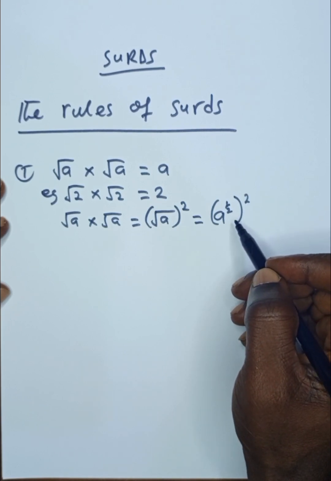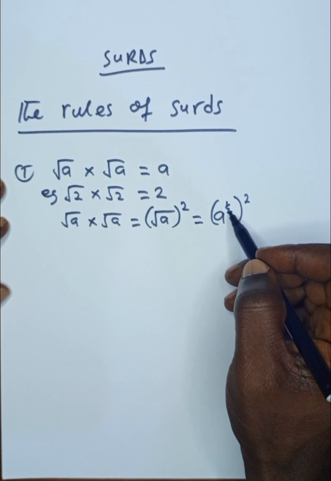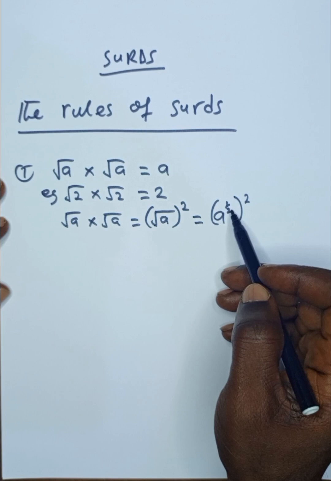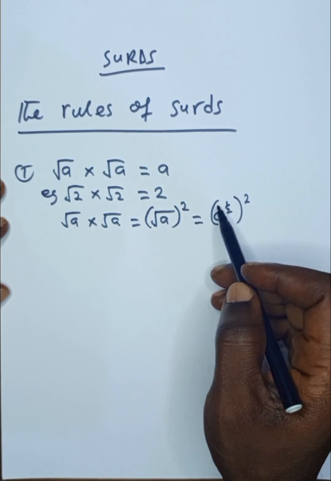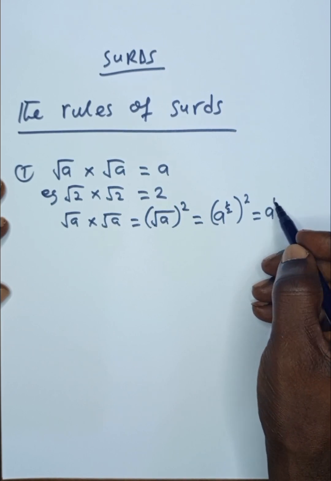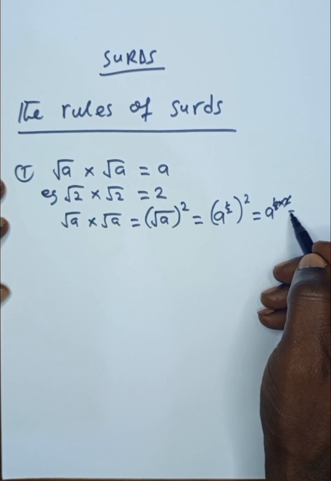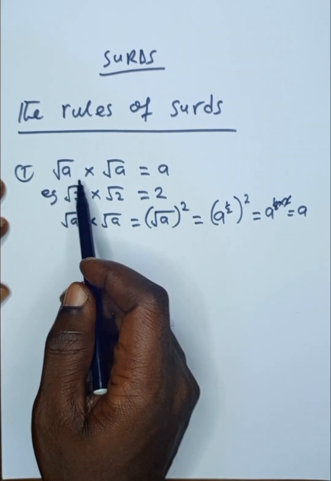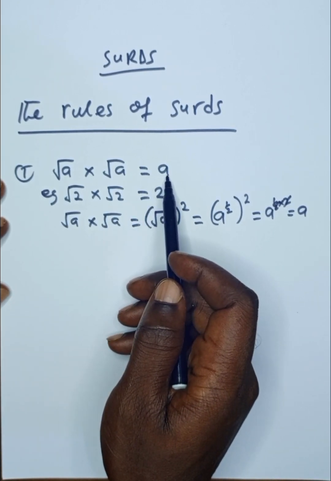Please, I want you to note again, whenever you see the square root, it means raised to the power half. So it means that this square root is the power half. Then we have the power 2 here also. This one is the same as a to the power 1 over 2 times 2. So these two cancel the 2, leaving the a. So that is why whenever you have the square root of a multiplying the square root of a, the result is the number under the root sign.